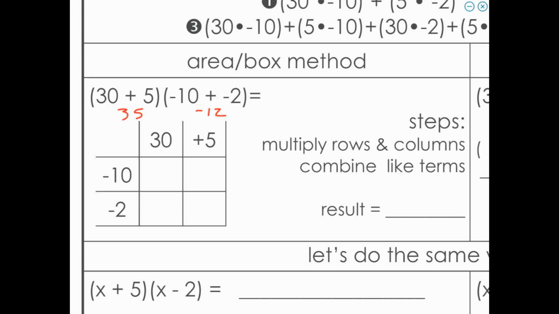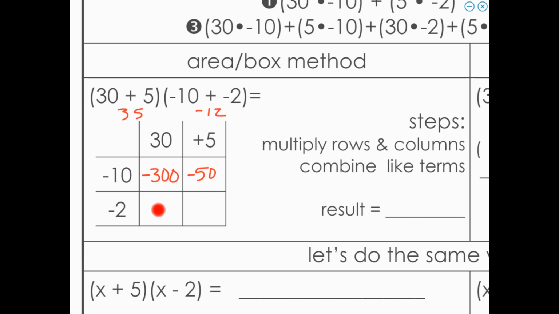So this is like a multiplication chart. We're going to take this side number and multiply it by this top number. So we're going to multiply these tens places together. 30 times negative 10 is what? Negative 300. Okay, we're going to do the same thing for this box right here. So negative 10 times 5 is what? Negative 50.